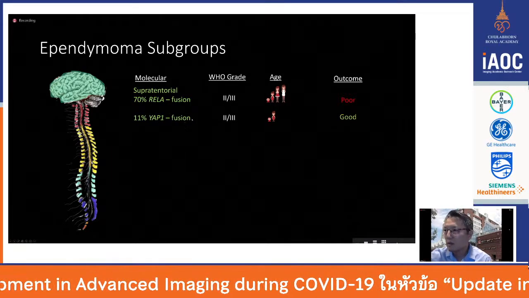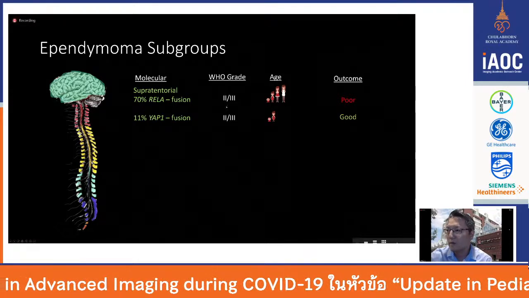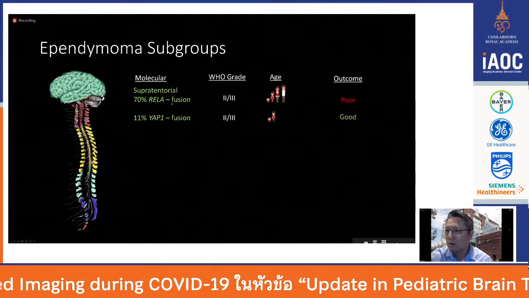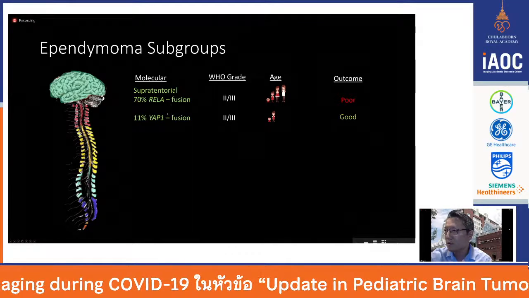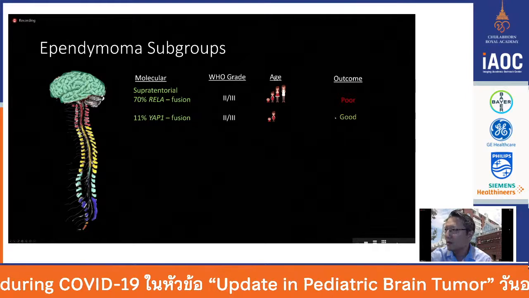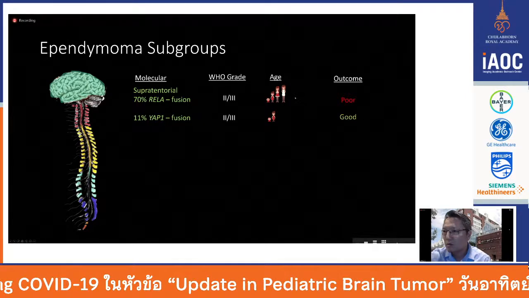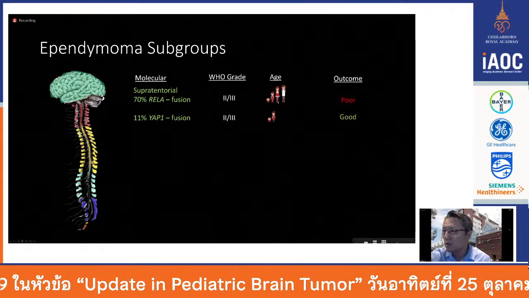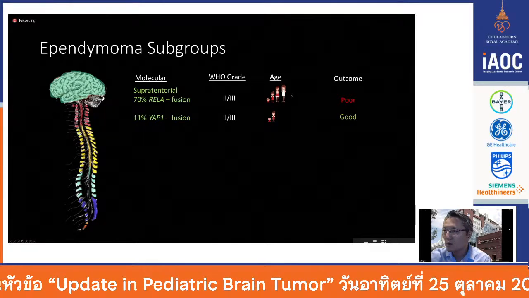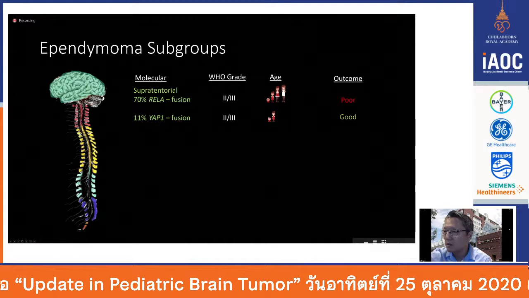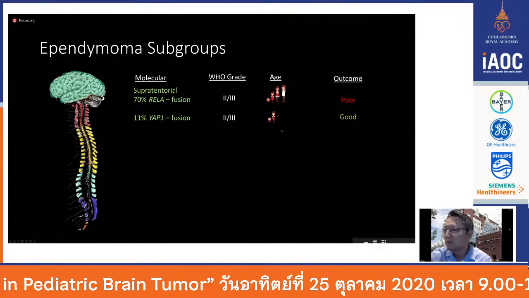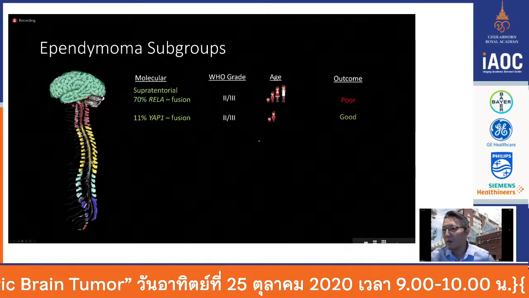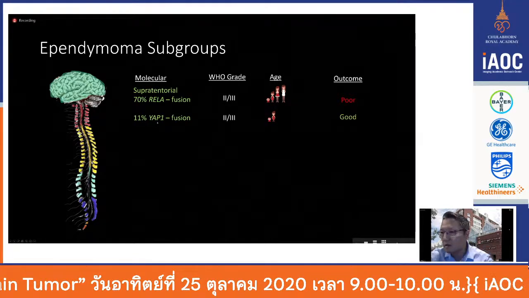They can be either grade 2 or 3 for both of them, but that doesn't really matter because it's whether it's RELA fusion or YAP1 fusion that's actually going to give you the differences in outcome. So the RELA fusion will be in all ages, but typically includes your older children, whereas the YAP1 fusion is going to be in younger children. Okay, so if you see a supratentorial ependymoma in a younger patient, you may be thinking about YAP1, but it is not as common, unfortunately.